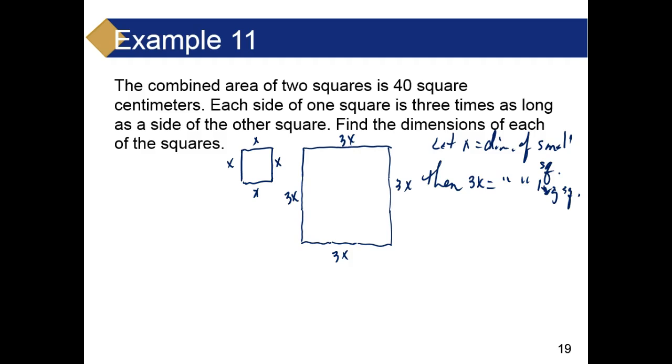Now we need to do the area. What's the area of that first square? We'll call it A1. What's that? What's the area of a square? Length times width. And what is your length on this one? X. And what's your width? X. So that would be X times X, which is X squared. Very good. Okay. Now, what's the area of this one?